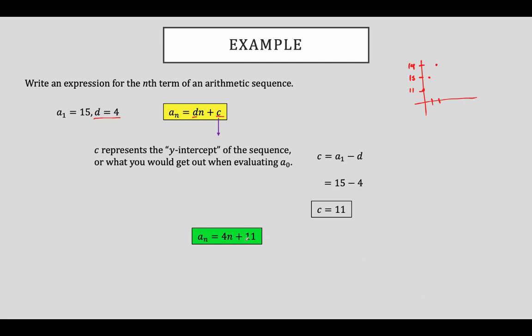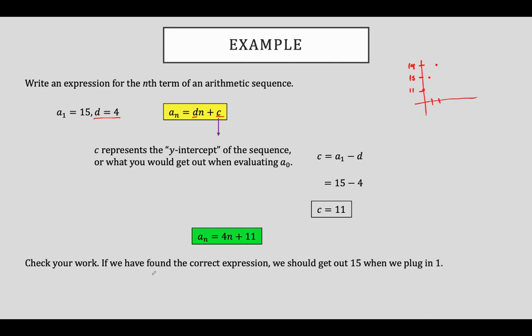And it's fairly simple to check our work. If we have found the correct expression, we should get out 15 when we plug in 1. If I evaluate a subscript 1, I plug in 1, I get out 15. Well, 4 times 1 is 4, plus 11 does give me 15. That tells me that we found the expression correctly.